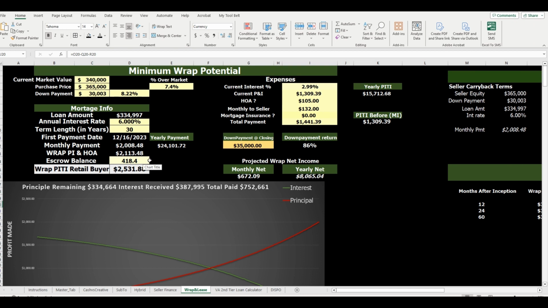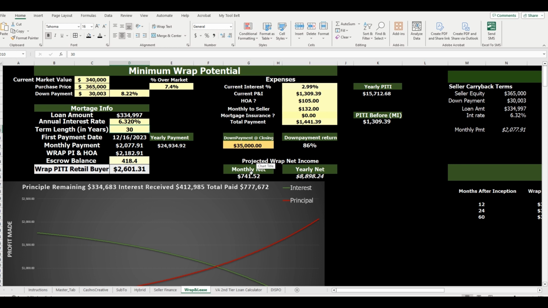And we were speaking that the wrap portion of the retail side, the LTR, was going to be between $2,400 and $2,600. So I can actually increase this interest rate a little bit more so that we are receiving $2,600 from the retail side. So let's bump this up to, say, 6.2%. Let's go a little bit more, 6.3. Let's try 6.32. Okay, perfect.